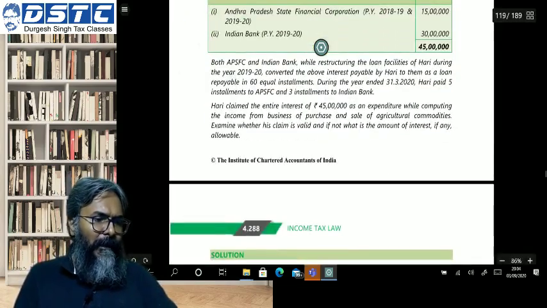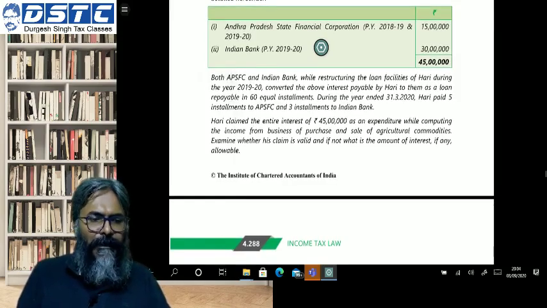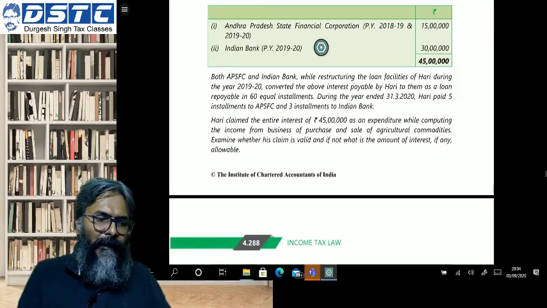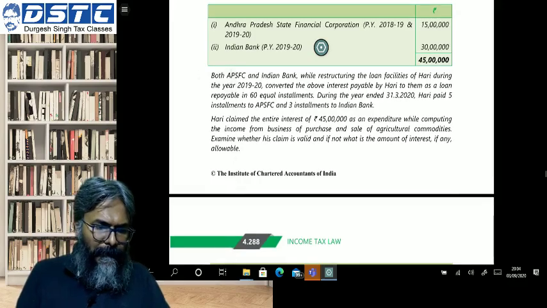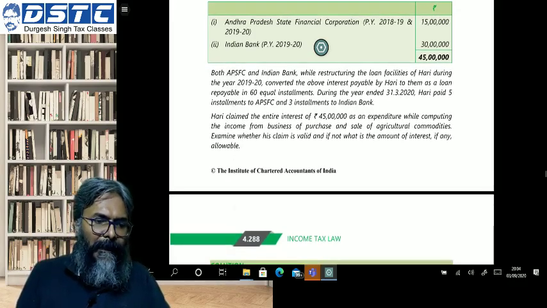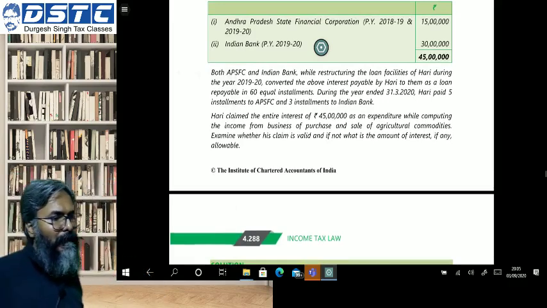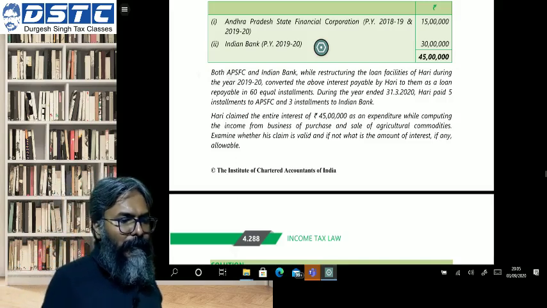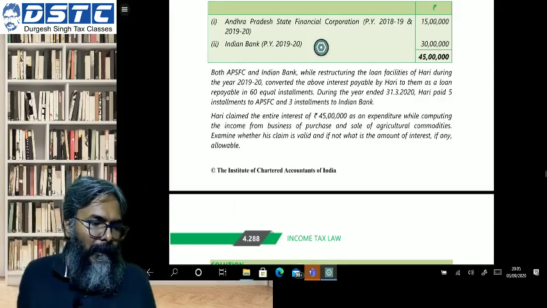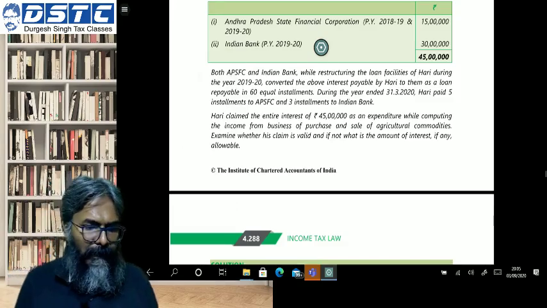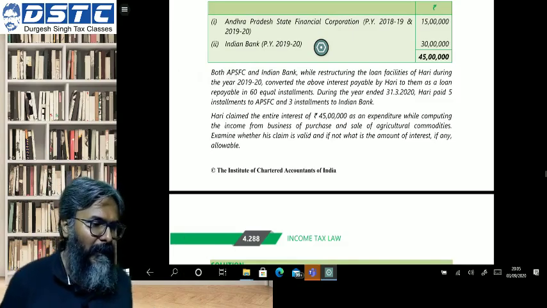So if you go through carefully, both APSFC and Indian Bank, while restructuring the loan facilities of Hari during the year 2019-20, converted the above interest payable by Hari to them as a loan repayable in 60 equal installments, students. So, 60 equal installments. During the year ended 31st March 2020, Hari paid 5 installments to APSFC and 3 installments to Indian Bank.